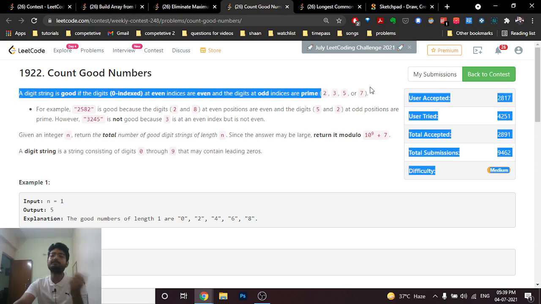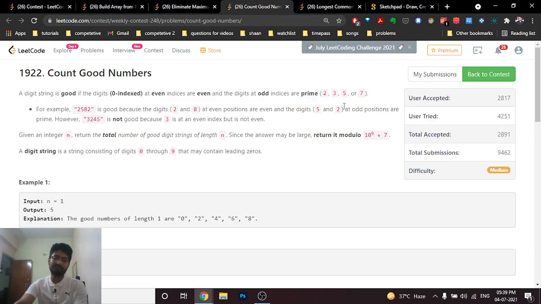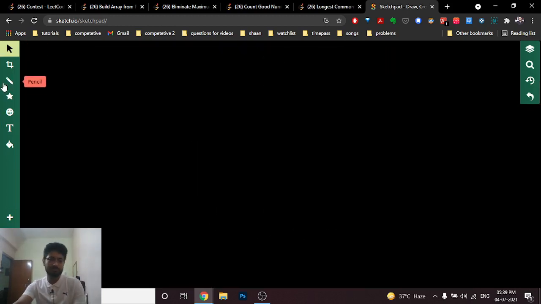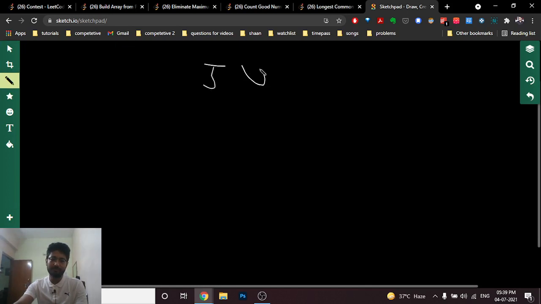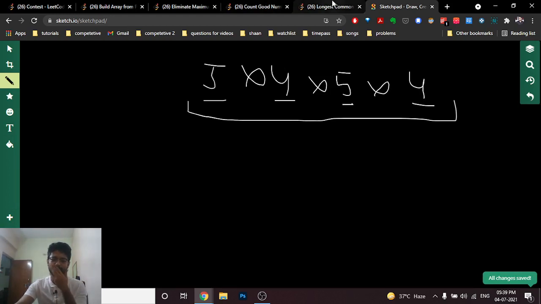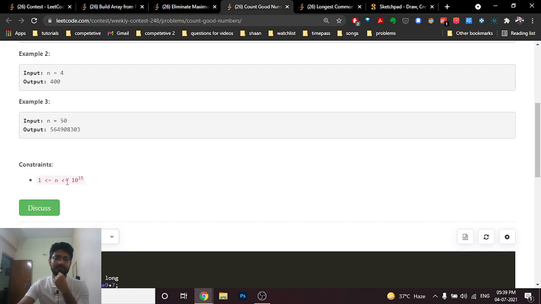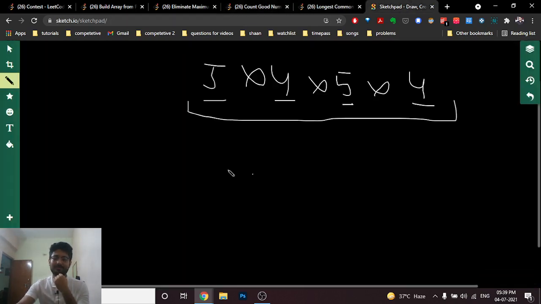Now for prime digits there are 4 possibilities, and for even digits there are 5 possibilities. So for every even position I have 5 possibilities, and for odd positions I have 4 possibilities. Then for another even index I have 5 possibilities, and for the odd position 4 again. You could multiply 5 into 4 into 5 into 4 and so on, but because n is very large, you cannot do that. Still, what you can understand is that they form pairs: 5 into 4, 5 into 4, 5 into 4.